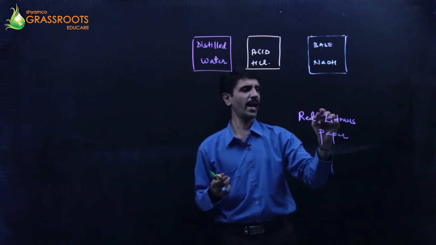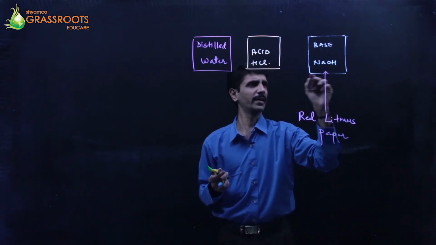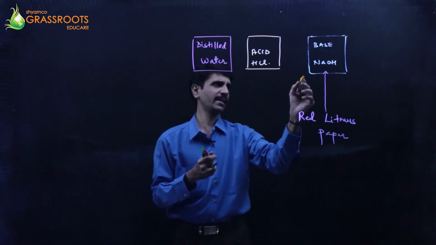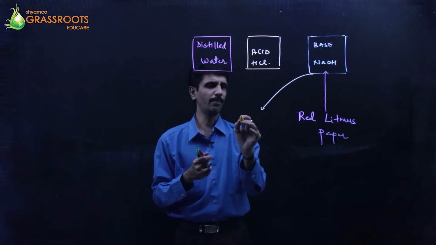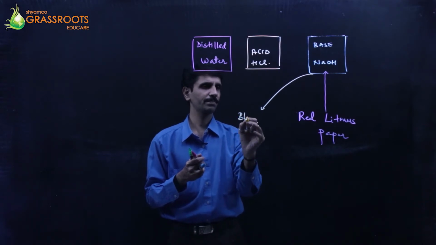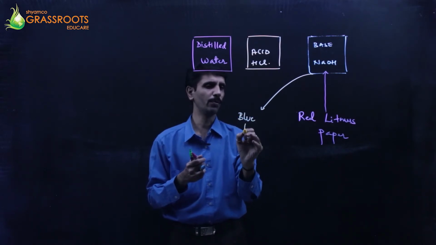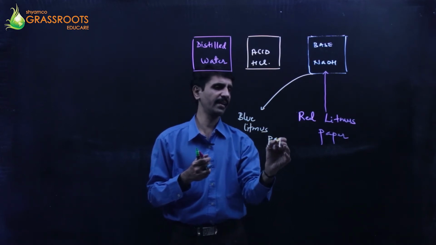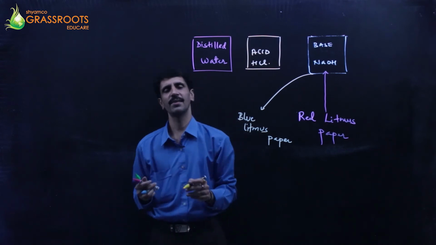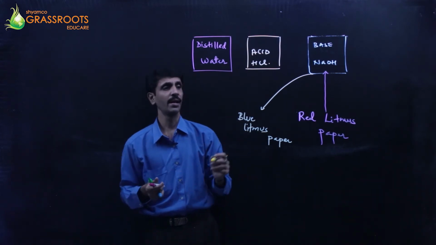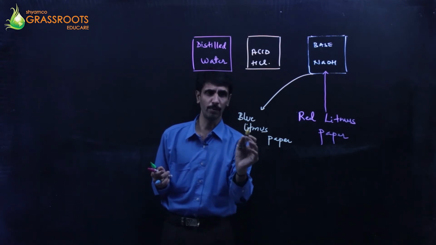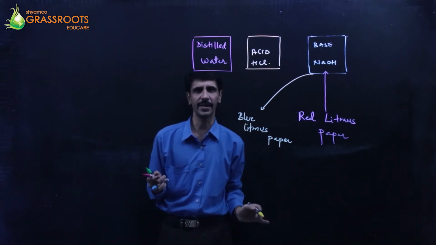So it means when I am going to dip red litmus into this, I will be getting what? A blue litmus paper. It will turn blue. This is an indication that it is a base. You understand this? Now what you do is, you just wash the blue litmus paper with ordinary water.